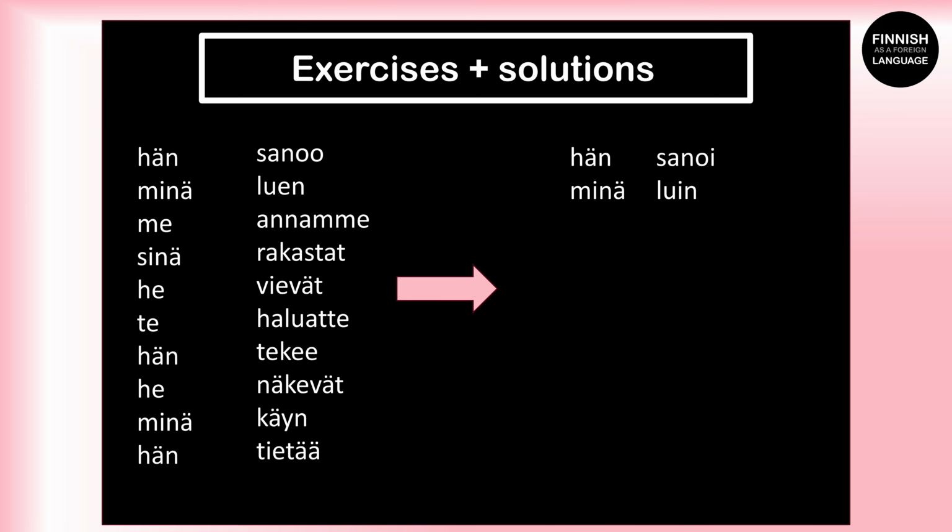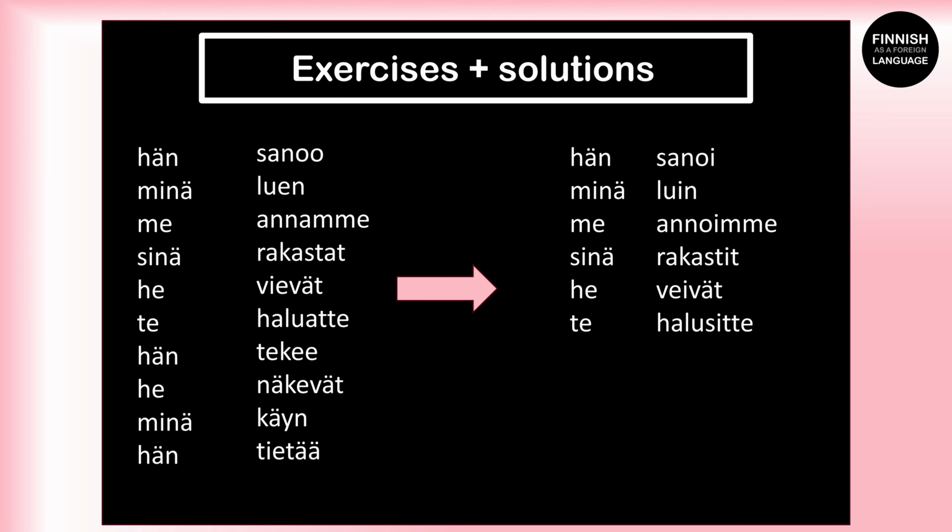that's right, minä luin. Next one, me annamme. That's right, me annoimme. Next one, sinä rakastat. That's right, sinä rakastit. Next one, he vievät. That's right, he veivät. Next one, te haluatte. That's right, te halusitte. Next one, hän tekee. Hän teki. That's right. Next one, he näkevät. That's right again, he näkivät.